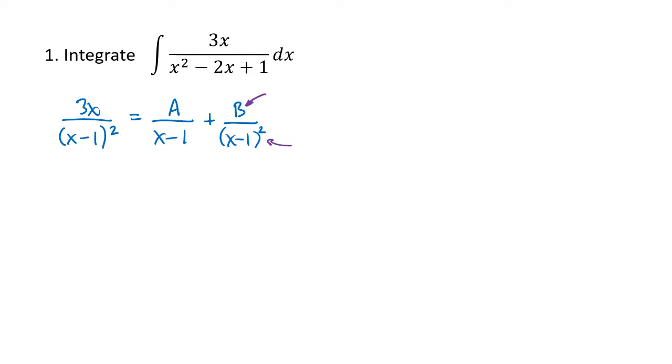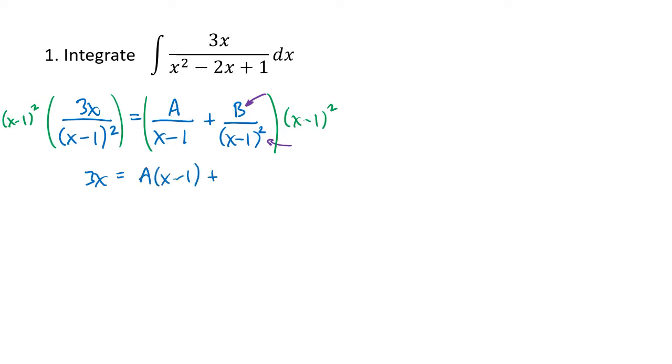Now, as usual, we want to multiply both sides by this full denominator to clear our fractions. So we're going to multiply both sides by x minus 1 squared to clear out those fractions. So on the left-hand side, we get 3x. On the right-hand side, when we distribute, we get a times x minus 1, and then just b.